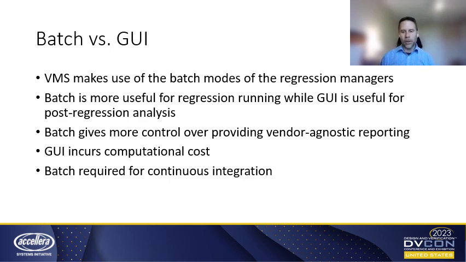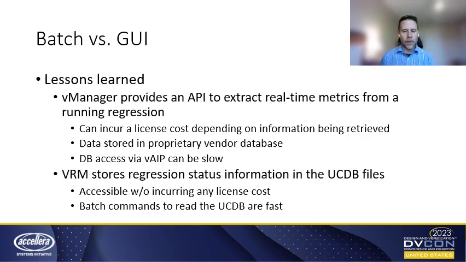vManager leans more towards GUI interaction, and again, we'll get into some more details here in a second on that. But some of it's user preference, and some of it is practical as to how your environment is set up. So some of these lessons that we've learned between the two regression managers in the batch versus GUI discussion is, vManager does provide an API that you can use from the batch, from a terminal, to extract real-time metrics from the running regression. They call this the V API.